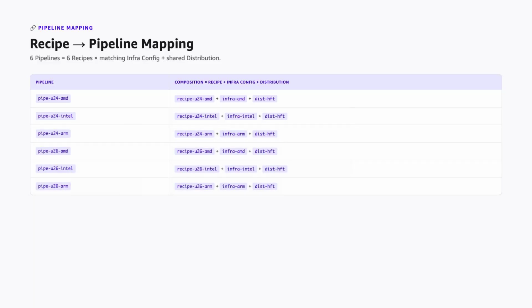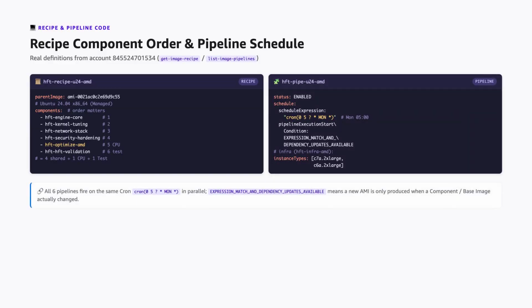With the recipes and infrastructure defined, the pipelines fall out almost mechanically. Each of the 6 pipelines is one recipe, paired with its matching infrastructure configuration, plus the single shared distribution. So pipe U24 AMD is recipe U24 AMD, on Infra AMD, distributed by dist HFT. Pipe U24 Intel pairs recipe U24 Intel with Infra Intel. The ARM pipeline uses Infra ARM, and the same 3 pairings repeat for the 2604 line. Same clean pattern, 6 times over, and because the distribution is shared, there's exactly one place to change how and where every image ships. Let's look at the real wiring behind one pipeline.